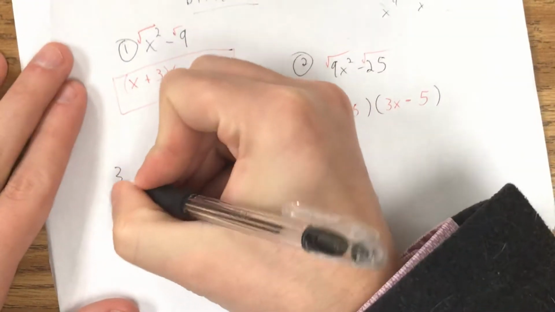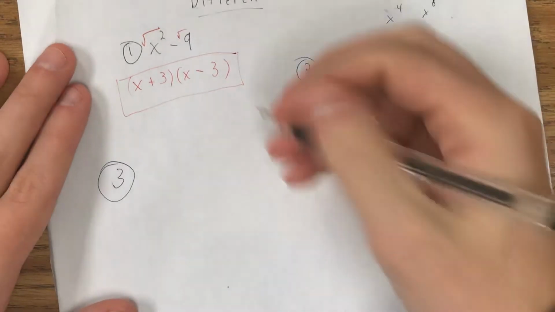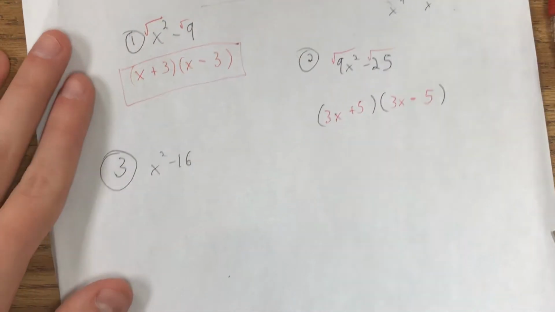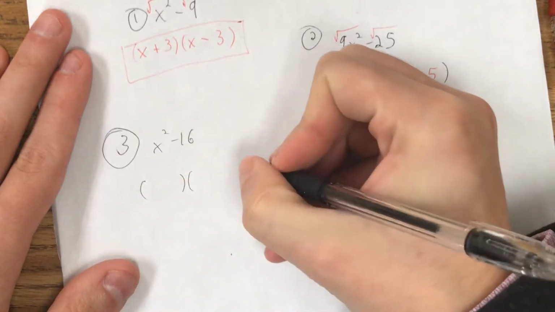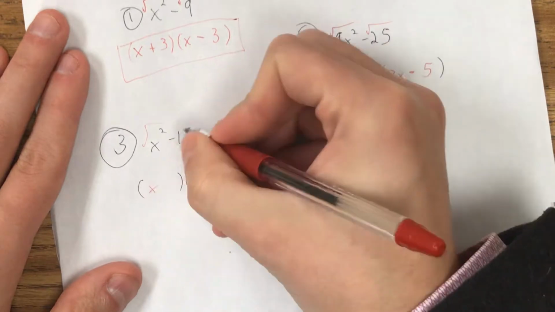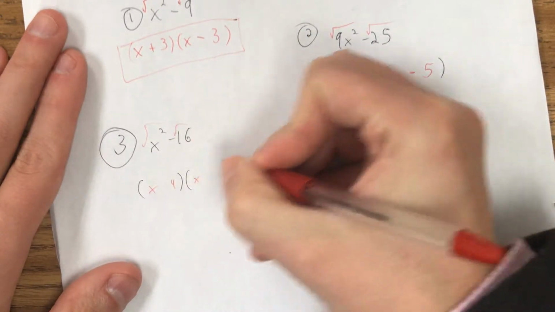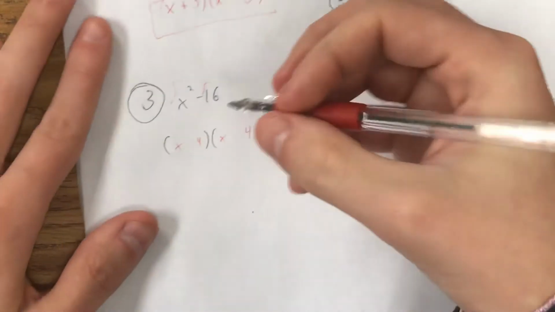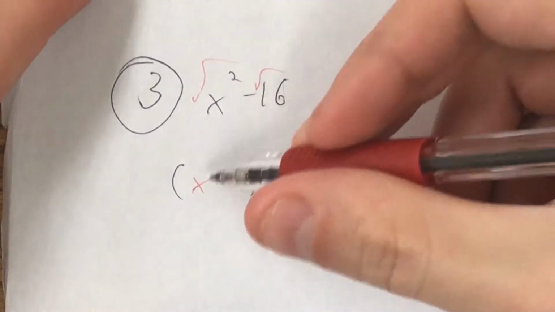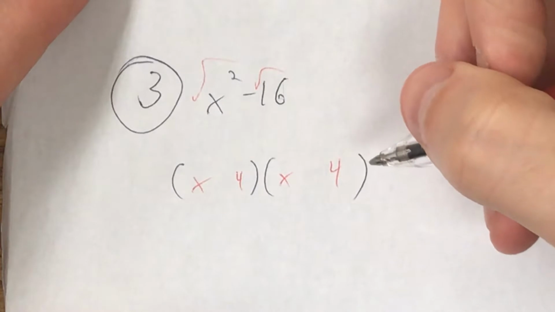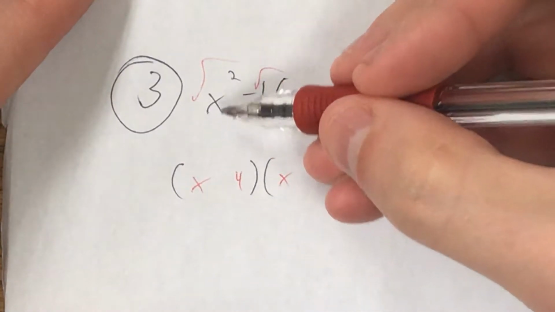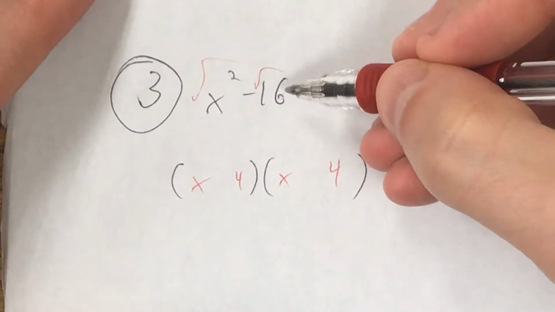If you have, let's go with number 3, an x squared minus 16 this time. You set up your parentheses. The square root of this is x. The square root of that is 4, so they would both be x and a 4. That's fine. But here, remember that factoring is supposed to be the opposite of FOILing. That is, if you did x times x, you would get x squared. If you do 4 times 4, you get 16.